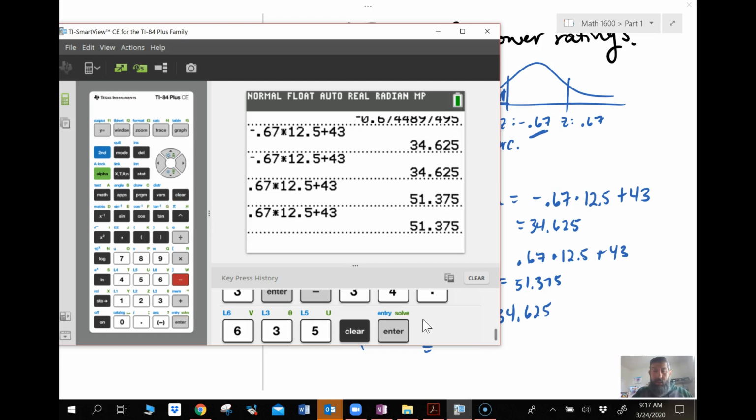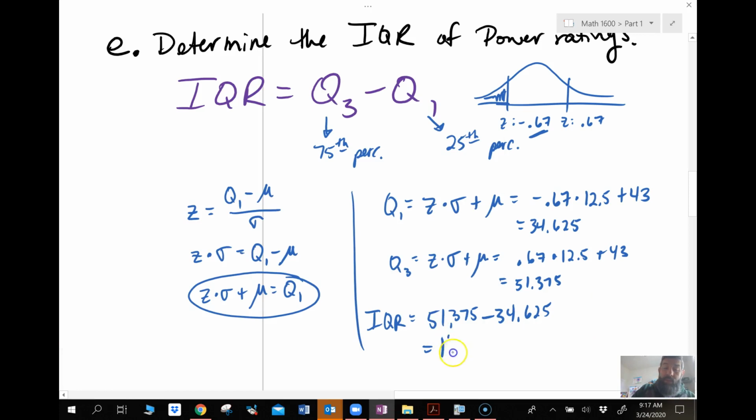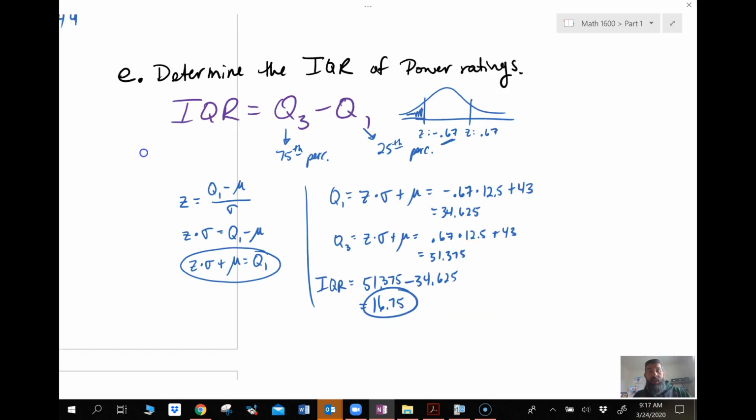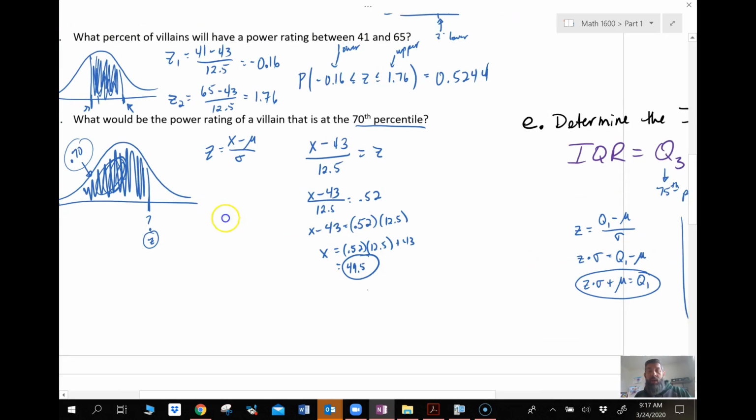16.75. Okay, 16.75. All right. So once again, that's how you use the TI-84 and the normal model to find percentiles. Hopefully that helped out, and if you were in my class, that kind of summarizes that first big piece.